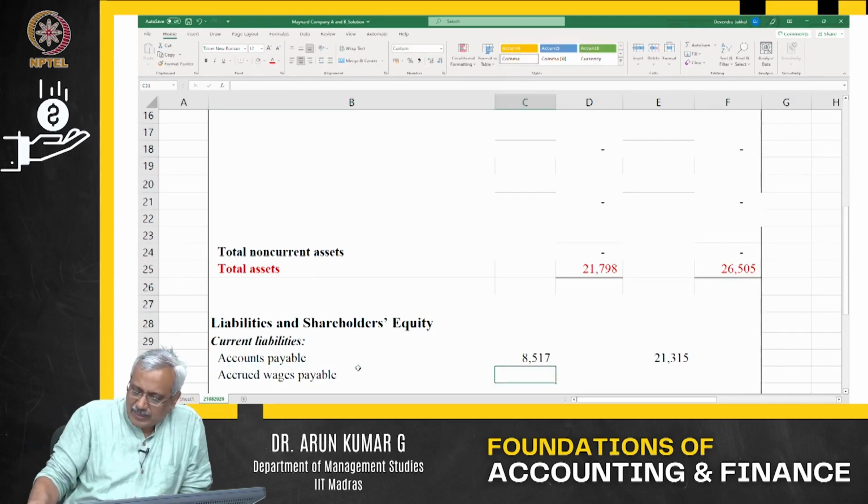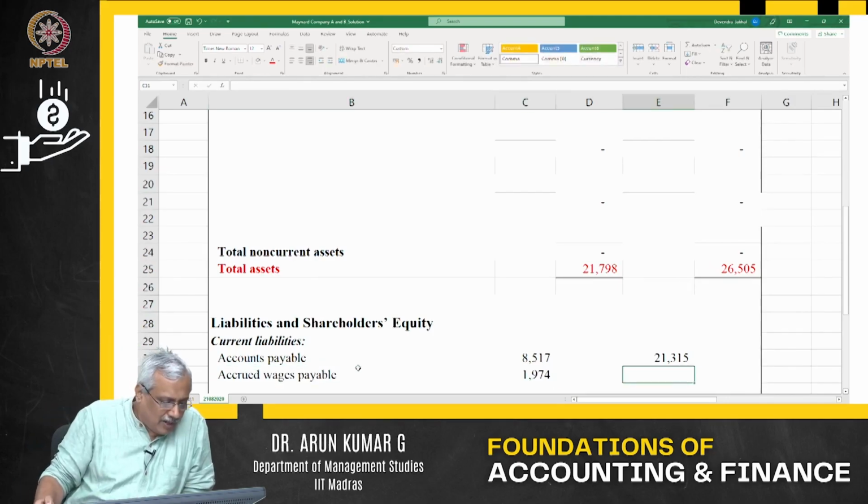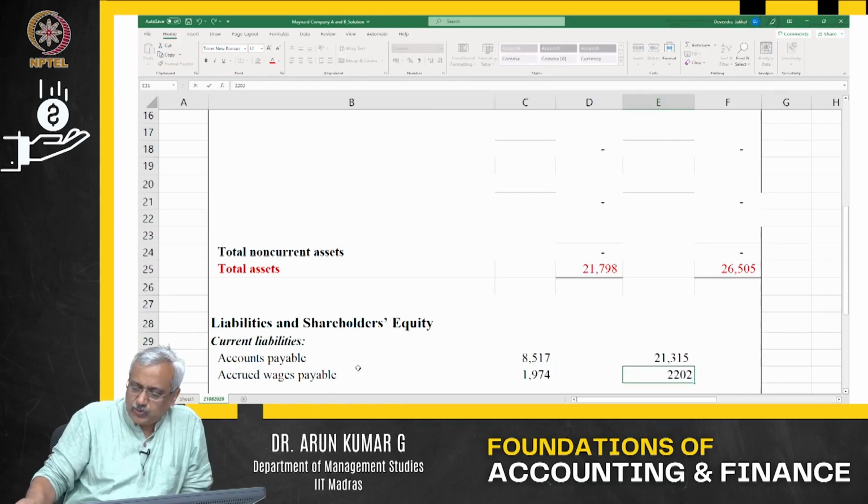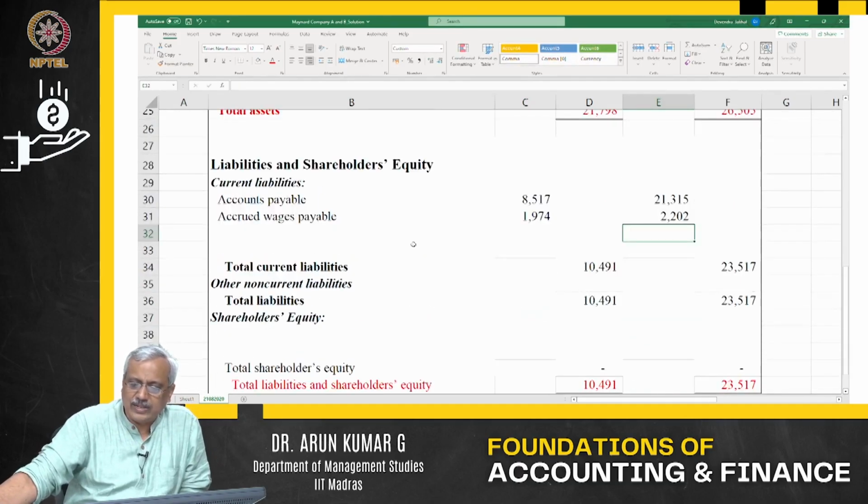Accrued wages payable, that is 1974, and then what is the amount? 2202 out there, and this is the accrued wages payable, that it just gets totaled out there, that is all.